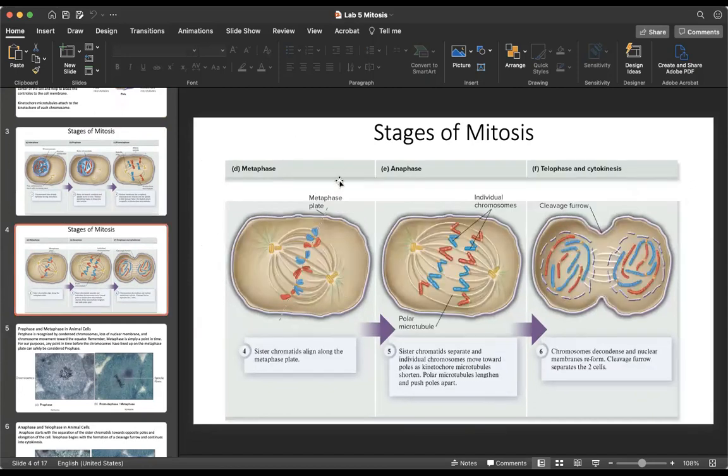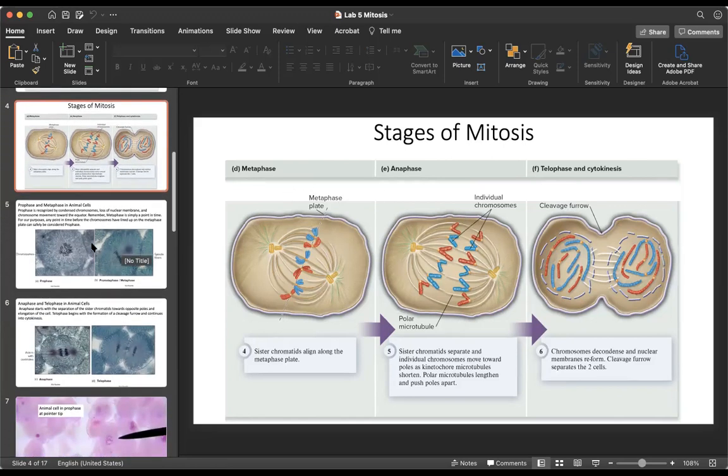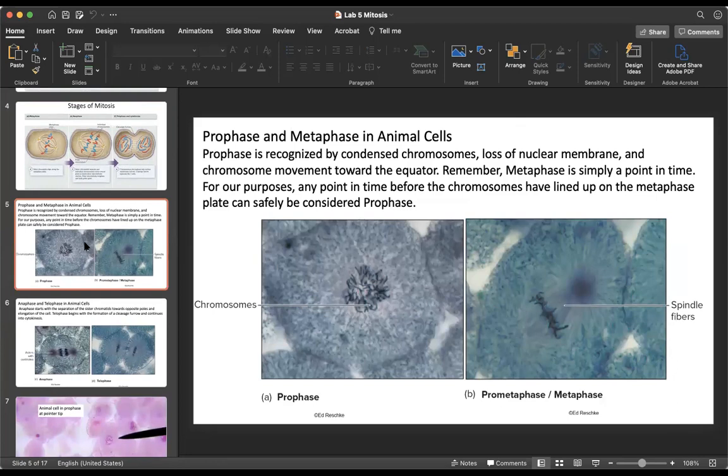Anything before the cells being lined up across the equator, we call prophase. But that moment in time when the cells are lined up, we'll call metaphase. Anything after that, we'll call anaphase, up until the point where we see a cleavage furrow or the cell plate start to form.